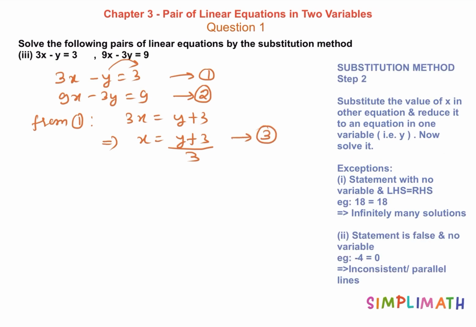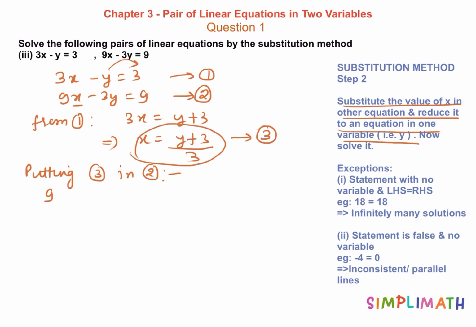Now step 2 of the substitution method says to substitute the value of x in the other equation and reduce it to an equation in one variable, that is, an equation in terms of variable y. So putting equation 3 in equation 2, we have 9 into x. Let us substitute the value of x from here: 9 into (y plus 3) by 3 minus 3y equals 9.